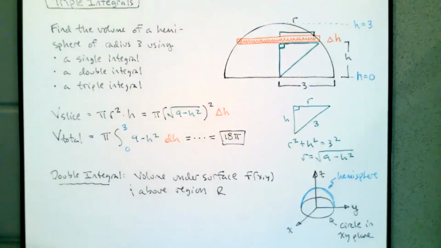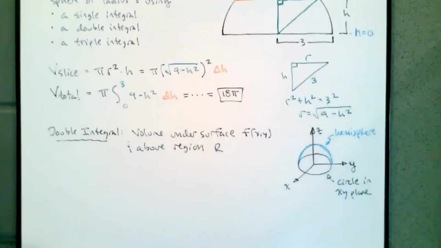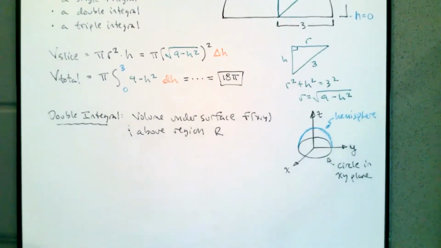So we need to do two things. We need to find a function for our hemisphere, and then we need to find an equation for our circle. Then we need to set up a couple of double integrals because we always set up two.